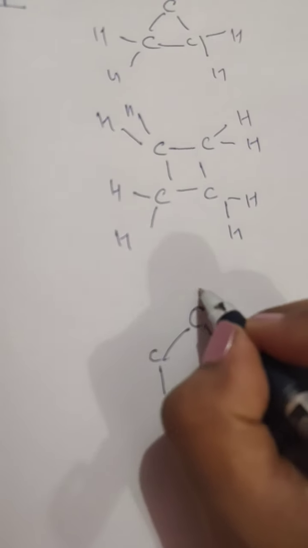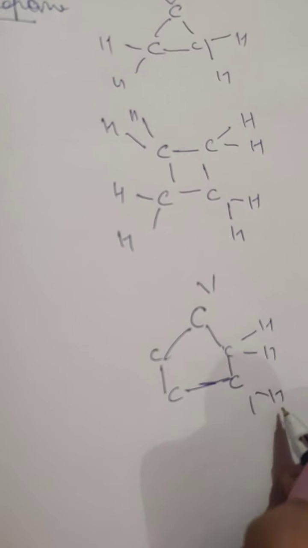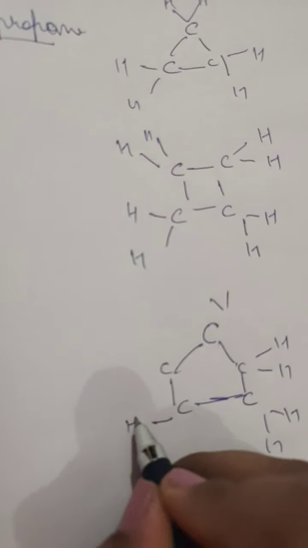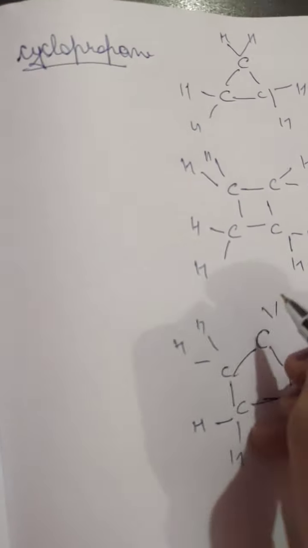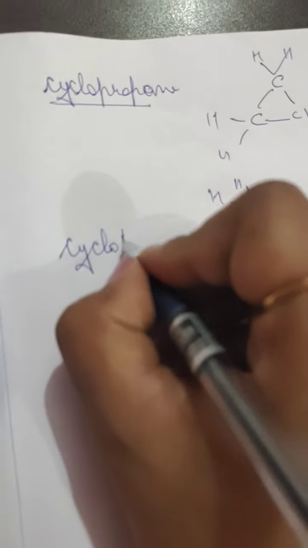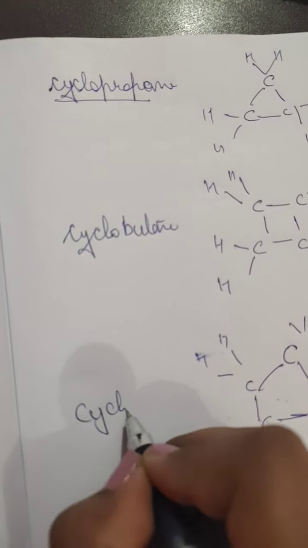5C. So hydrogen here and here. Okay, so cyclobutane and cyclopentane.